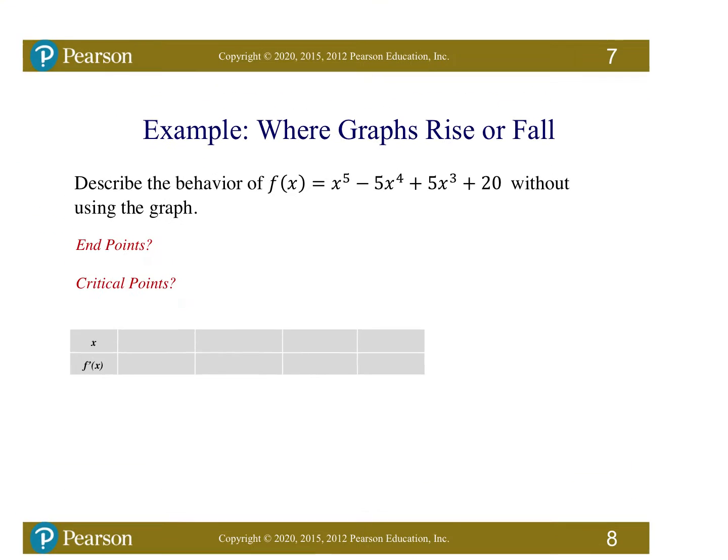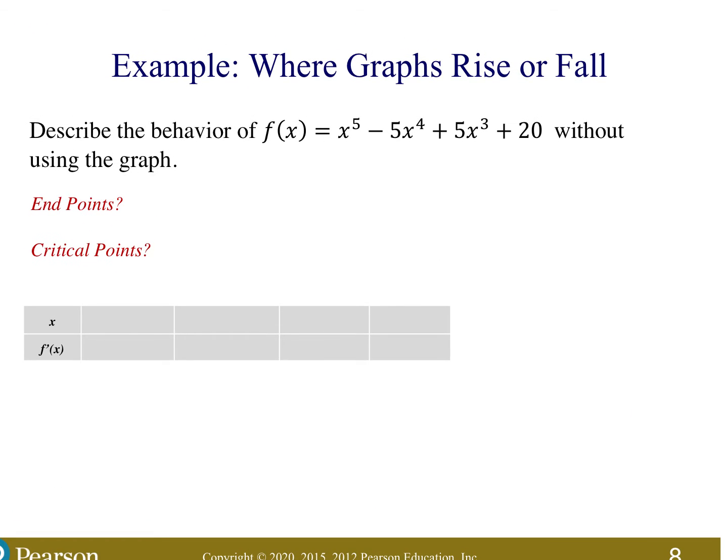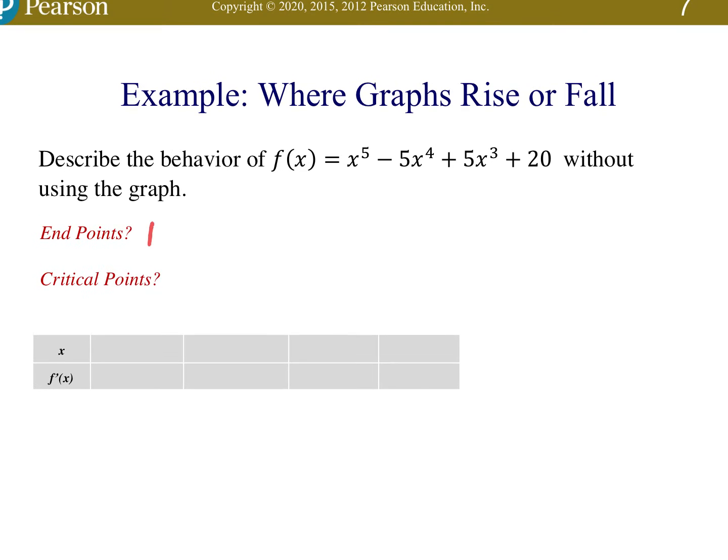Okay, so let's try that again. Describe the behavior without using a graph. So tell me when it's going up, tell me when it's going down, but don't look at a graph to do it. Okay, once again, I don't have any endpoints because there's no interval. Then I have to think about implied domain. And once again, in this problem, there is none because there are no denominators, no square roots, and no logarithms. So all I have to do is look for my critical points.